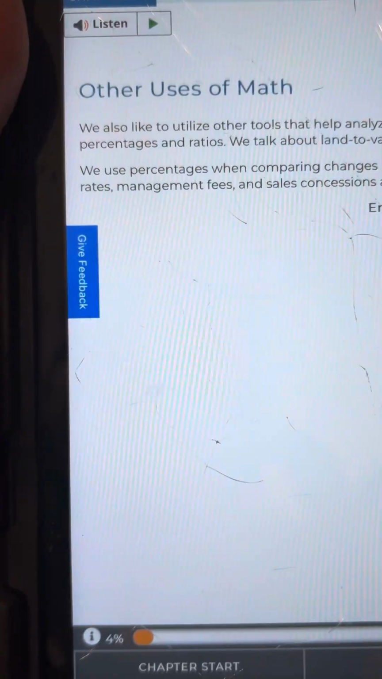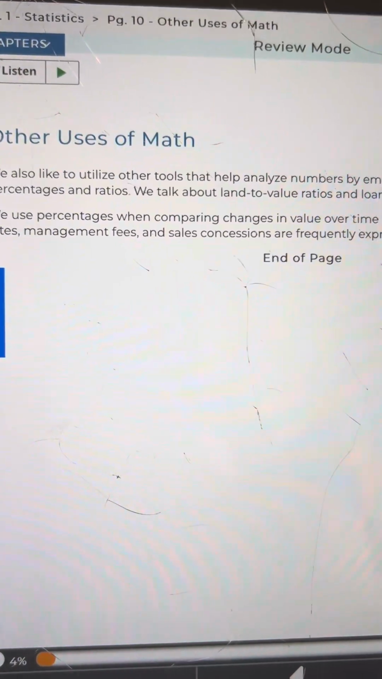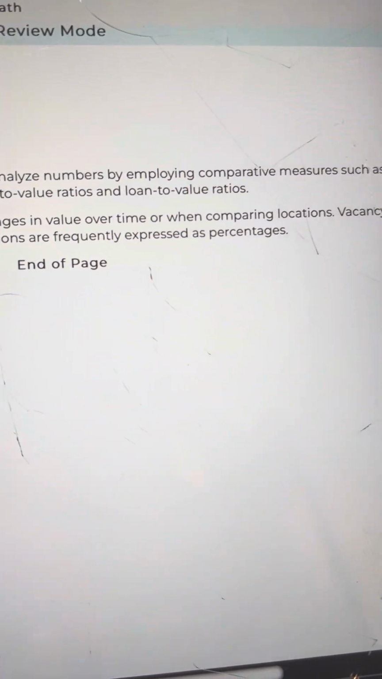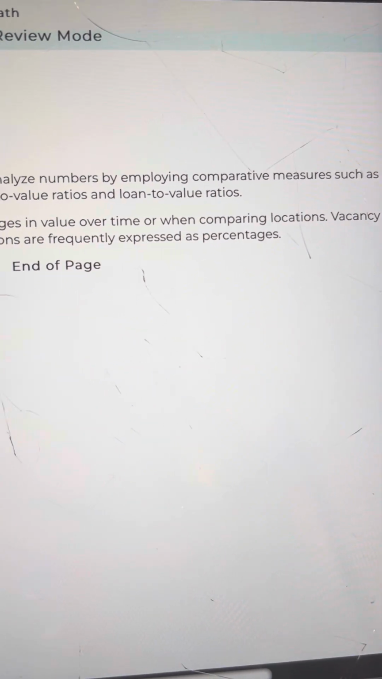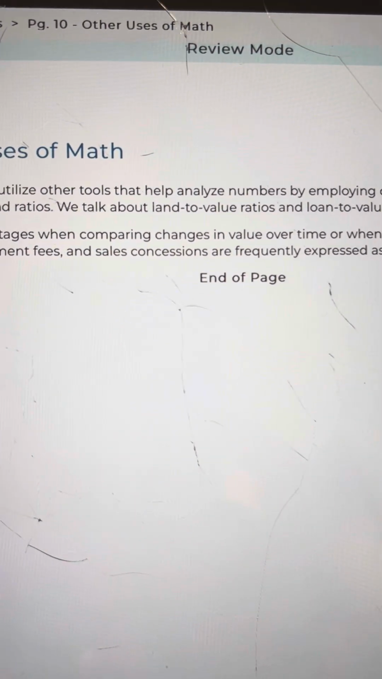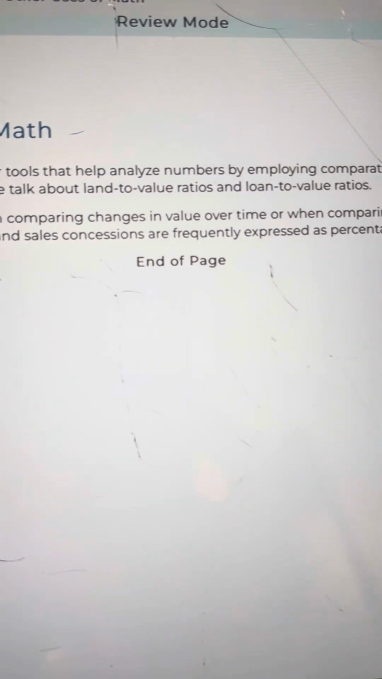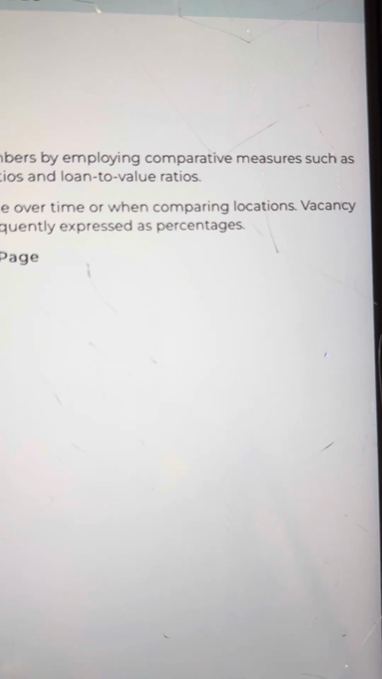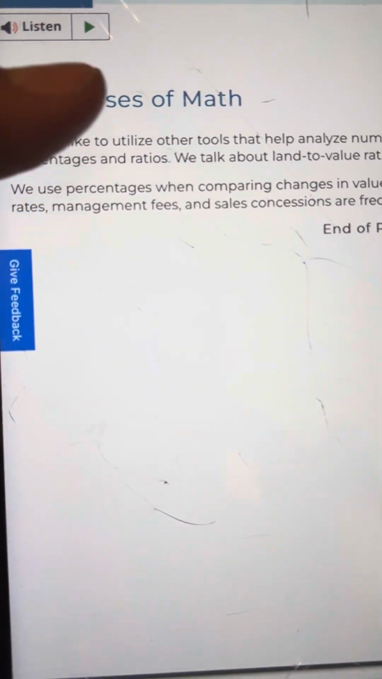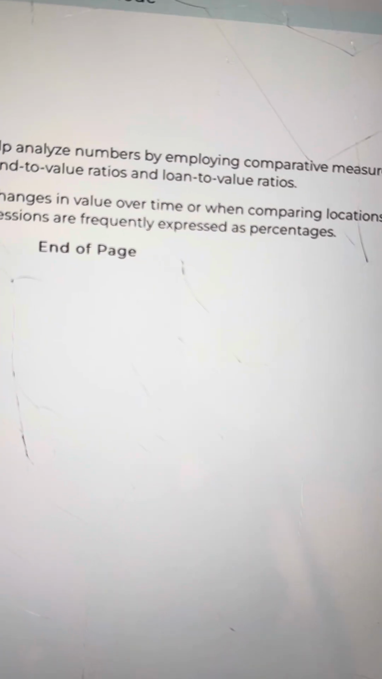Page 10. Other uses of math. We also like to utilize other tools that help analyze numbers by employing comparative measures such as percentages and ratios. We talk about land to value ratios and loan to value ratios. We use percentages when comparing changes in value over time or when comparing locations. Vacancy rates, management fees, and sales concessions are frequently expressed as percentages. End of page.